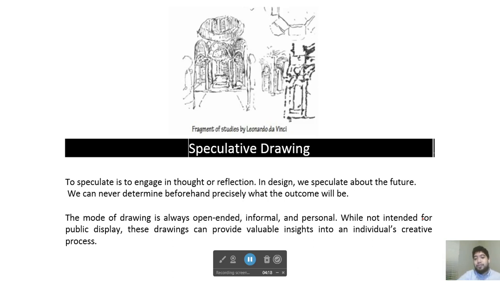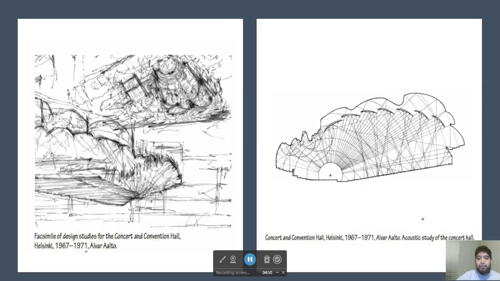In design, we just simply guess or dream or hope about the future, and that can never really be precisely discovered beforehand. It's through the design process that we discover that. So it's always really open-ended. Drawing becomes open-ended and formal and personal. And these drawings usually never get out into the world unless you're really famous. Those do get out. But speculative drawing time is a very important thing. So here we see some drawings done by Alvar Aalto, a great architect.